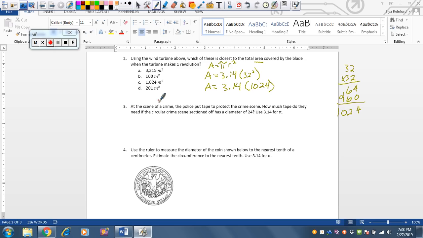Number 3 says, at the scene of a crime, the police put tape to protect the crime scene. How much tape do they need if the circular crime scene sectioned off has a diameter of 24? Circular crime scene, diameter of 24. When police put a tape out, are they putting it around the edge or are they covering it? They're just putting it around the edge so people don't come in, right? So that is circumference. And 24 is your diameter.